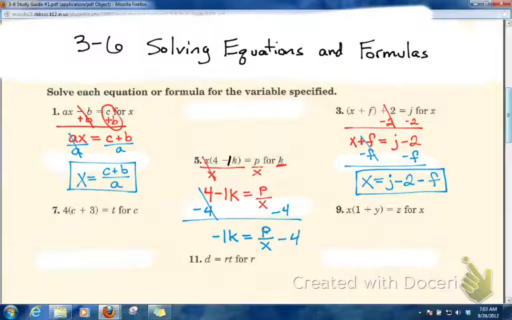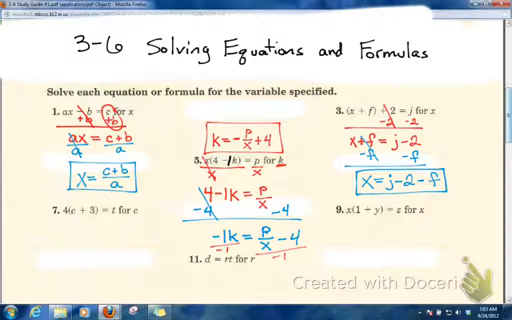And then the last step here, since this is a negative 1k and I want positive 1k, I'm going to divide everything by negative 1, which should just change my signs here. So I'm going to write this above the problem number 5. My final answer here is going to be k equals negative p over x, and then a positive 4, because dividing by that negative 1 just simply changed all of the signs. Okay, I really think with those 3 examples you should be able to handle most of the rest of the equations here.